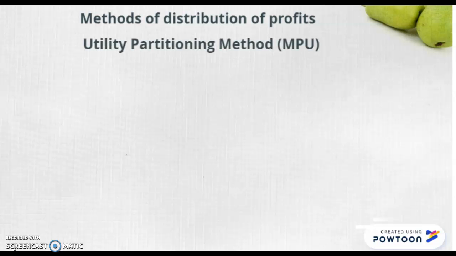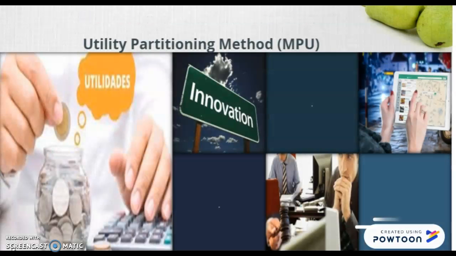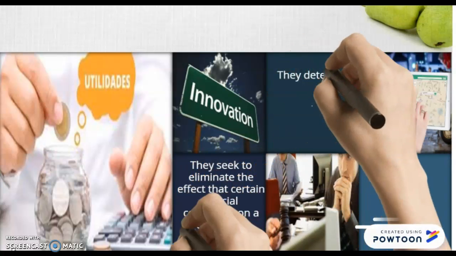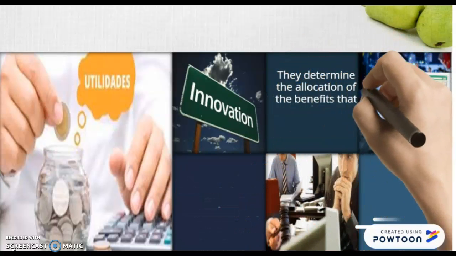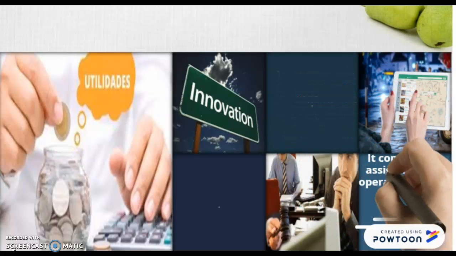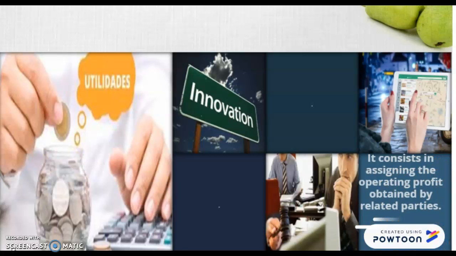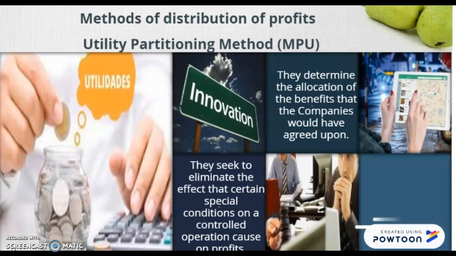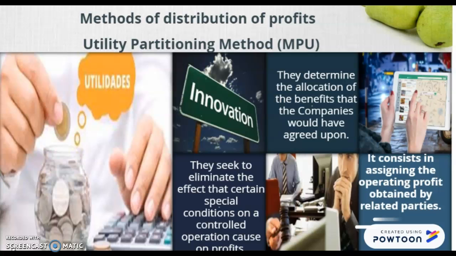Article 216 of the Income Tax Law establishes the method for determining prices for transactions with related parties. In each section, 4 and 5 detail the characteristics of the residual profit participation method. This consists in assigning the operating profit obtained by related parties according to the proportion that would have been allocated between independent parties.